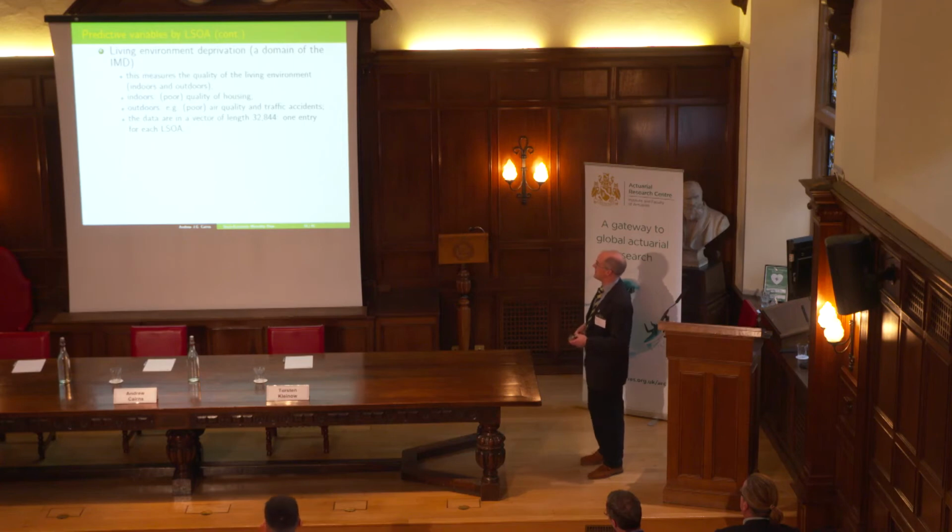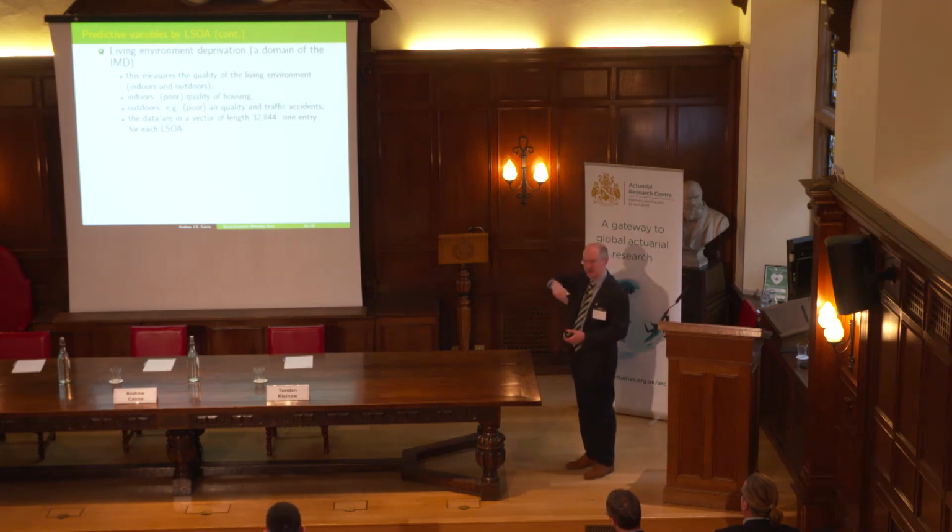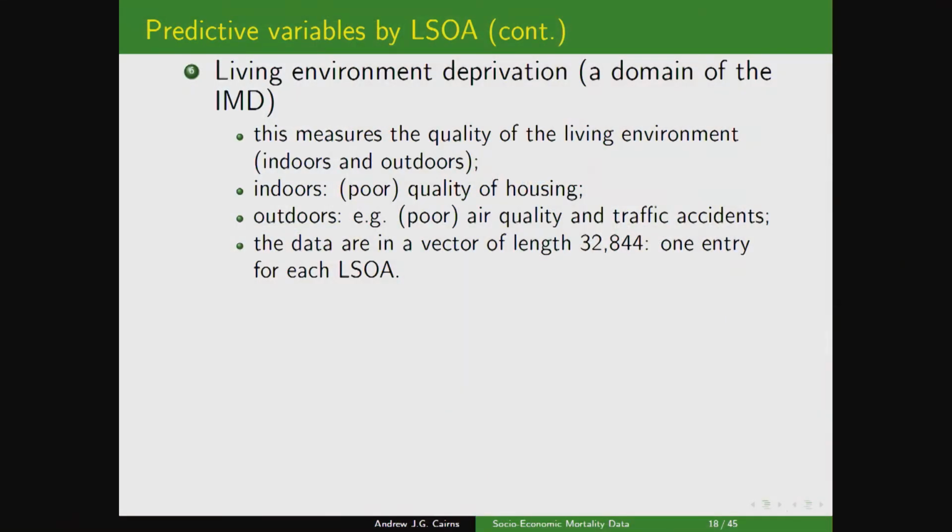Living environment deprivation is another of these domains, and what this is measuring is the quality of the living environment. Indoors, that's the quality of housing: are houses modernized, do they have central heating, things like that. Then air quality, traffic accidents.